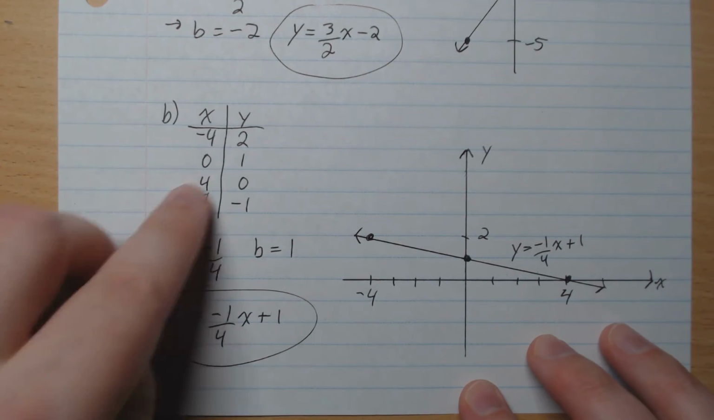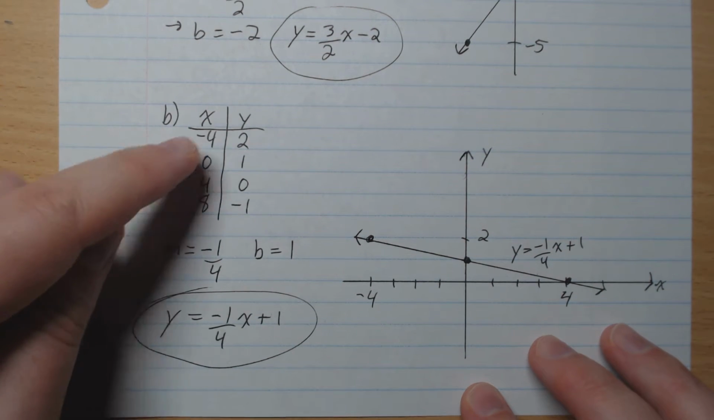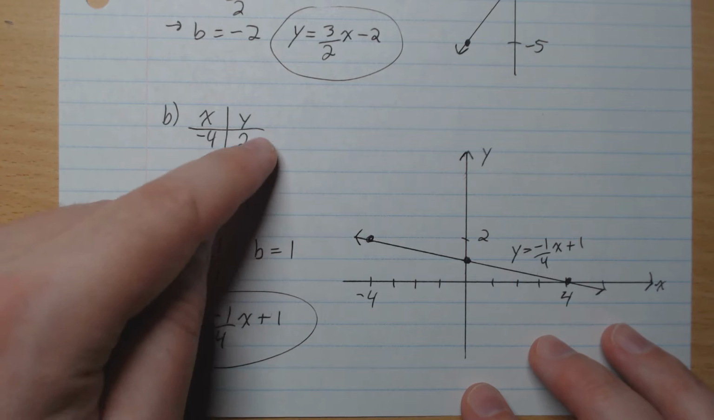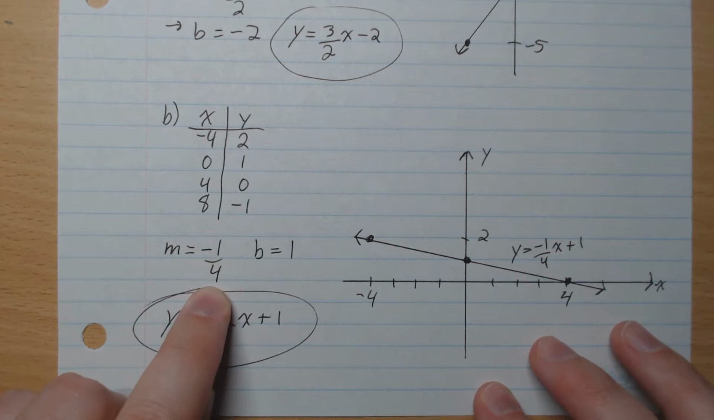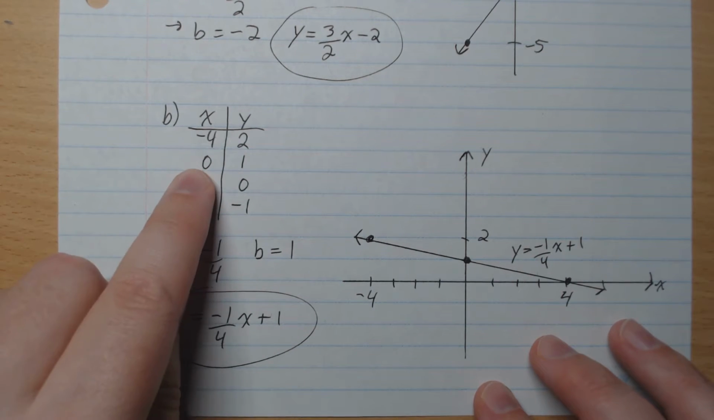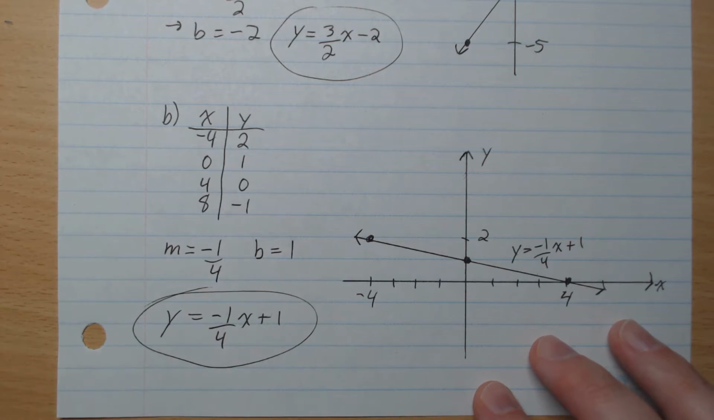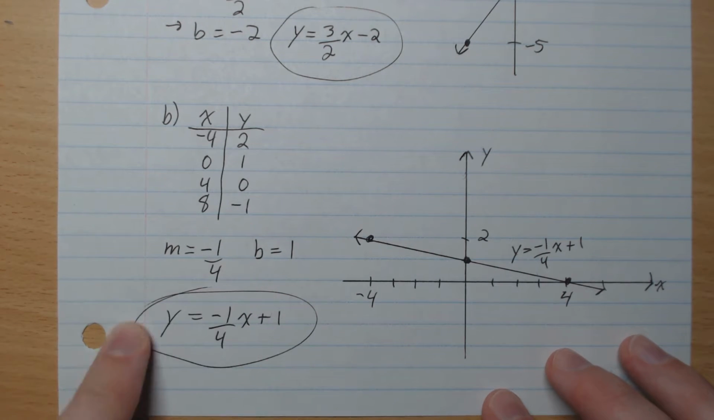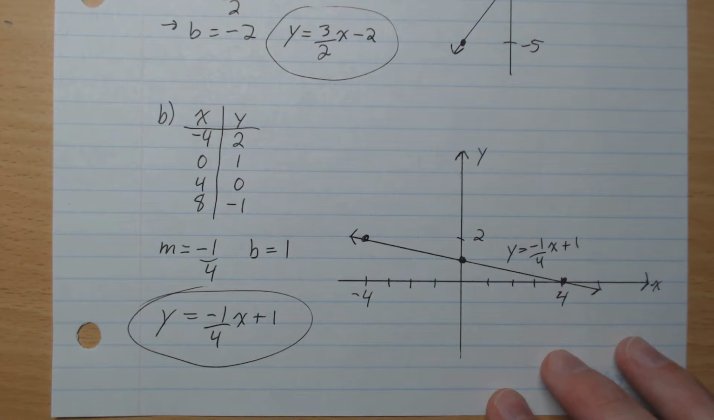B. This is what's given. Up by 4, down by 1. So our slope is -1 over 4. When x is 0, y is 1, so our b value is 1. And so this is the equation of our function.